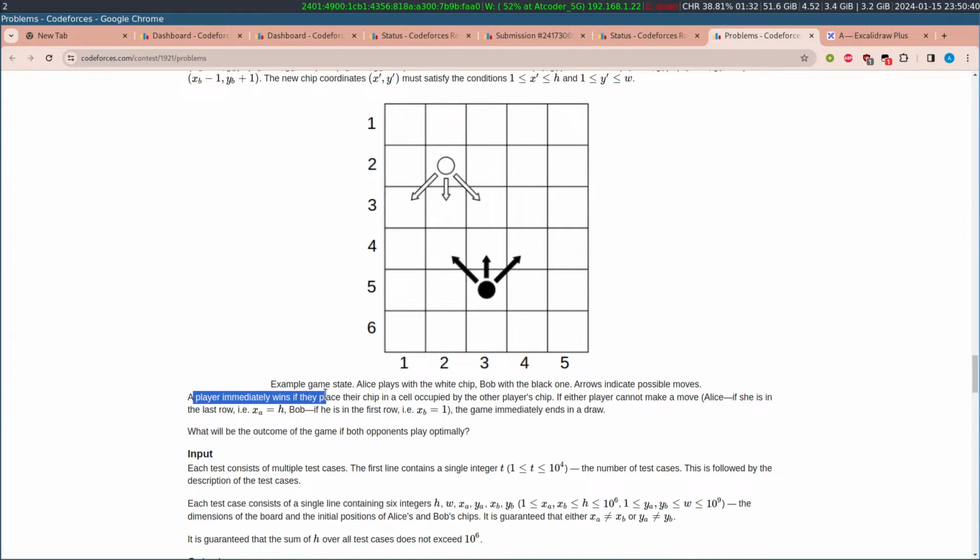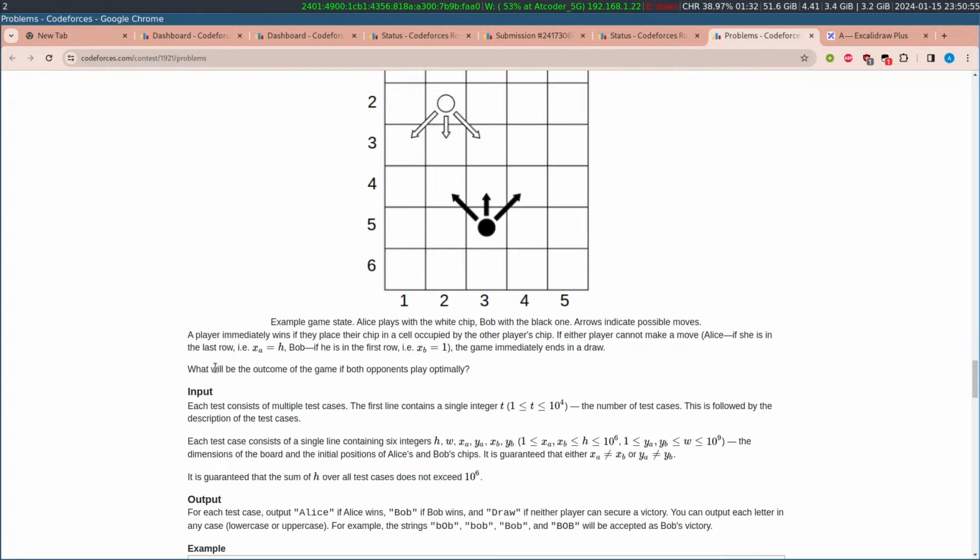A player immediately wins if they have placed their chip in a cell occupied by the other player's chip. If either player cannot make a move, that is Alice if she is in the last row, that is X equal to H, or Bob if he is in the first row, X equal to 1, the game immediately ends in a draw. And we have been asked what will be the outcome of the game if both of them play optimally.